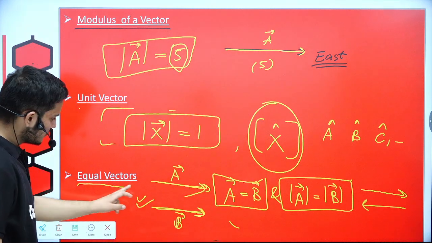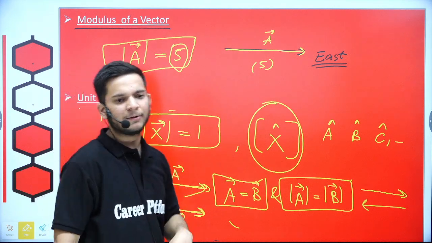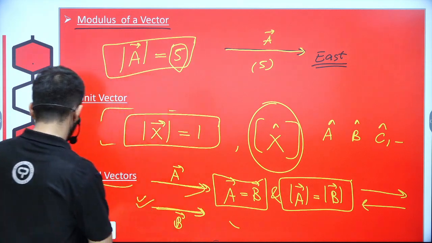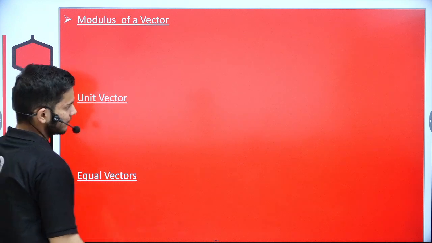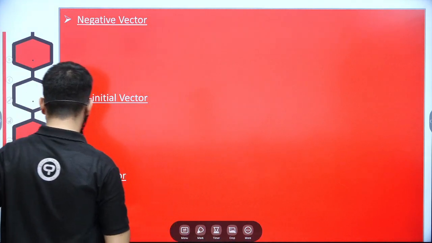So what are equal vectors? Equal vectors are basically vectors which have the same magnitude and also the same direction. Okay guys, I hope this is clear. Okay, so let's move ahead.